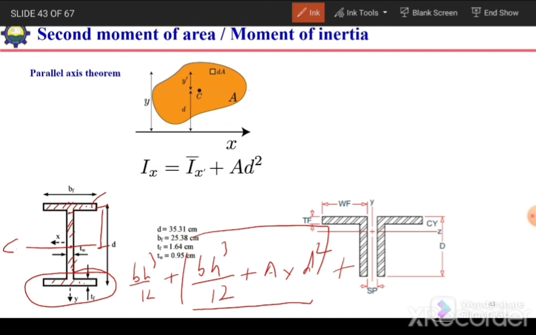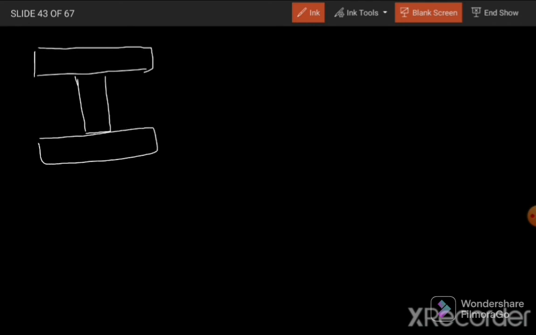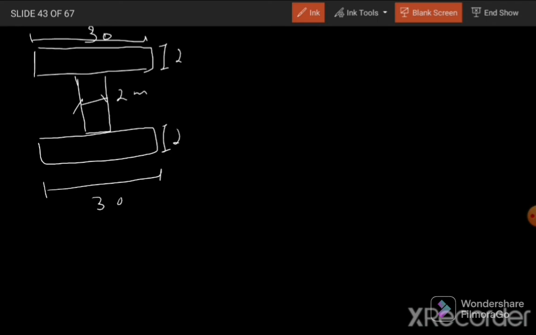For example, we can solve one example over here. We have a T section, or we can say we have an I section. Here the flange thickness is 2 millimeter and the width is 30 millimeter. This is also 30 millimeter and 2 millimeter. The thickness of the web is 2 millimeter and the depth is 20 millimeter.